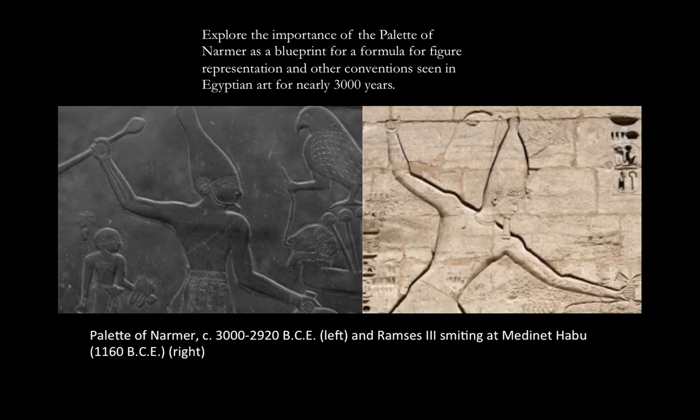Well, it's important because it sets up the standard, the blueprint, essentially, of Egyptian art for nearly 3,000 years after it. Here is an image from the Palette of Narmer, and here is an image of the pharaoh Ramses III, made almost 3,000 years later, and you'll see that it's so very similar. It's essentially unchanged.